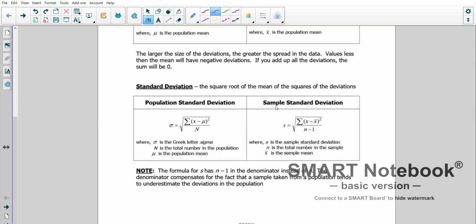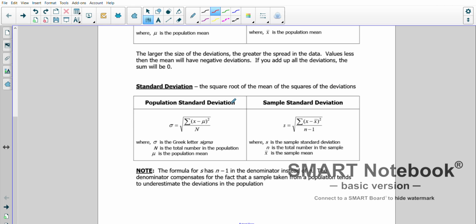And then we get to standard deviation, which is what this lesson's about. By definition, it's the square root of the mean of the squares of the deviations. I know that doesn't sound so great. It's hard to really understand what that means, but basically this is going to be a measure of the spread of the data. How spread out is the data?